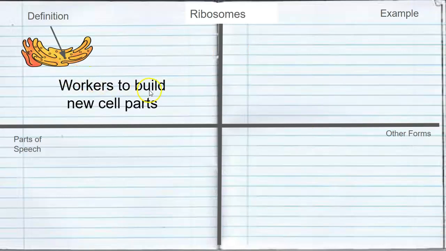Here we're doing definitions and part of speech. Examples you will do in tasks. Okay? So definition, there's your ribosome. Workers to build new cell parts. That's what they are. Okay? Part of speech, can you guess what part of speech it is? It's a noun, right? We have this brick wall up here because that's kind of an analogy. It's like the workers building something. Okay? That's ribosomes. Now, on to vacuole.